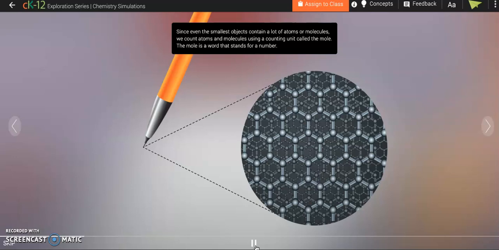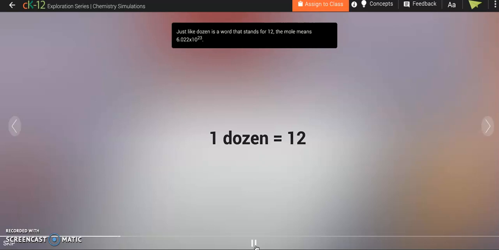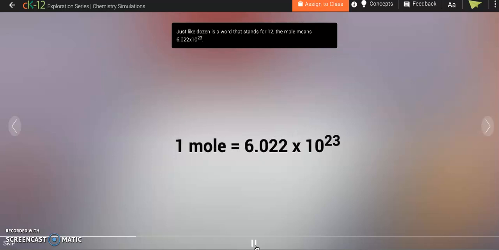Since even the smallest objects contain a lot of atoms or molecules, we count atoms and molecules using a counting unit called the mole. The mole is a word that stands for a number. Just like dozen is a word that stands for 12, the mole means 6.022 times 10 to the 23rd.